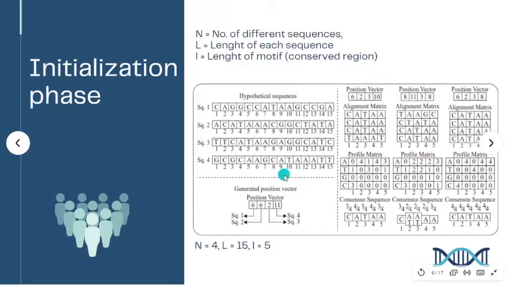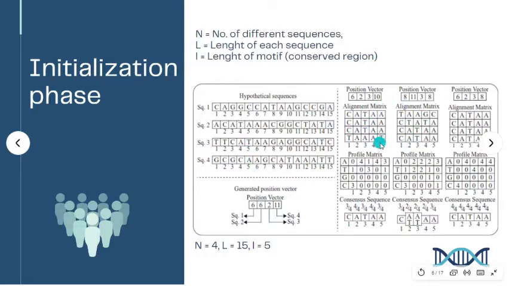So the only thing that we need to see here is the starting position. This position vector indicates the randomly generated starting position of each sequence. This 6 corresponds to the first sequence, and from here we take 5 indexes since our length of the motif is 5. So from here we take C, A, T, A, A, and we put that in our alignment matrix, and we repeat that for all the 4 sequences.